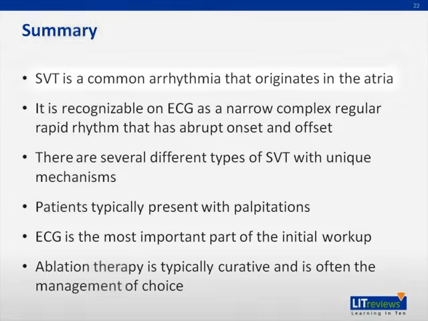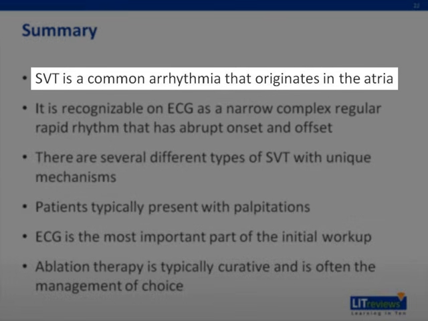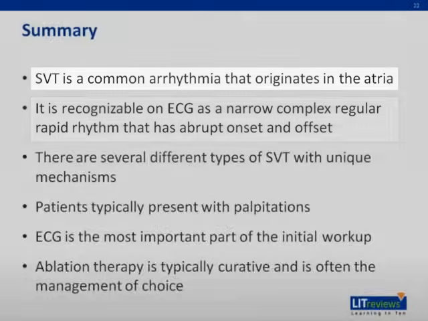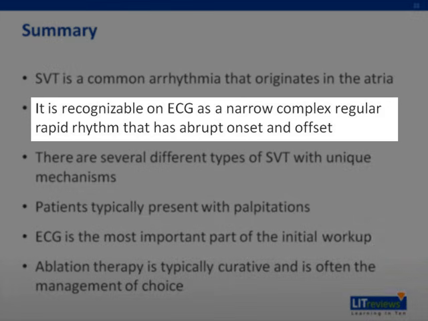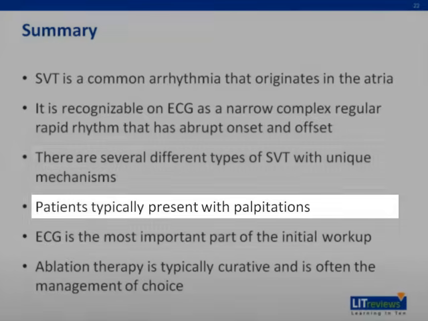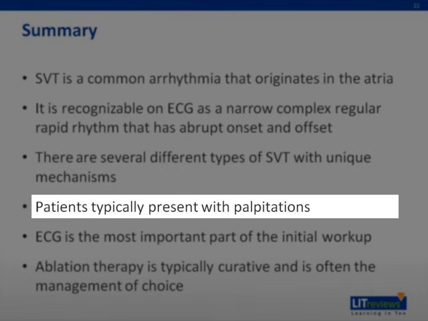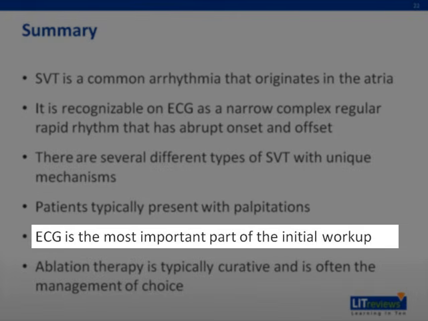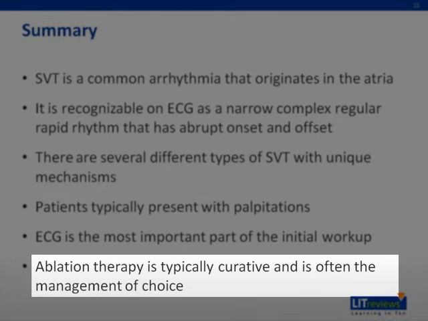In summary, SVT is a common arrhythmia that originates in the atrium. It is recognizable on ECG as a narrow complex, regular, rapid rhythm that has abrupt onset and offset. There are several different types of SVT that have unique mechanisms. Patients with SVT typically present with palpitations, and an ECG is the most important part of the initial workup. Ablation therapy is typically curative and is often the management of choice.